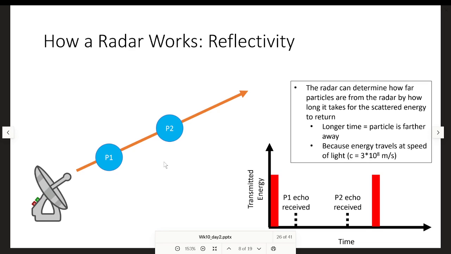So it can determine how far the particles are from the radar by how long it takes the scattered energy to return. If it takes a longer amount of time, the particle is farther away, because this microwave energy travels at the speed of light. So they can take that into account and measure exactly how far away the pulse is based on how long it takes for it to return. And if it takes longer to return, that means that it is farther away.